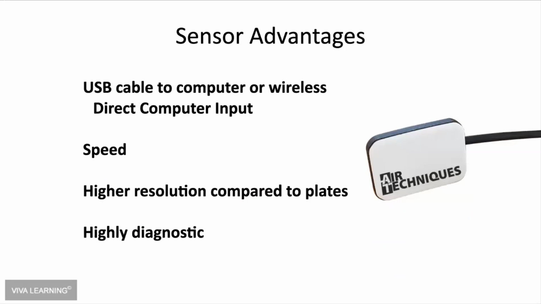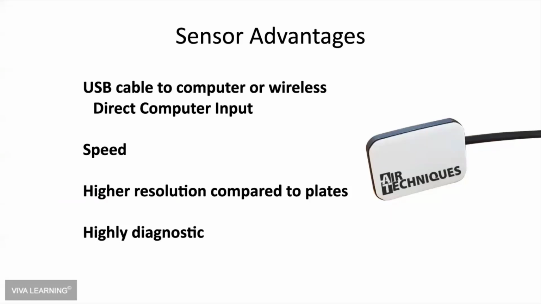Advantages of sensors are, they're very fast. They're faster than phosphor plates, obviously. You're directly connected to the computer. Although they talk about it being an instant image, it's not. There's a slight delay, but it is faster than phosphor plates. It has a higher resolution compared to phosphor plates, and they're very diagnostic, when used properly, like everything else.